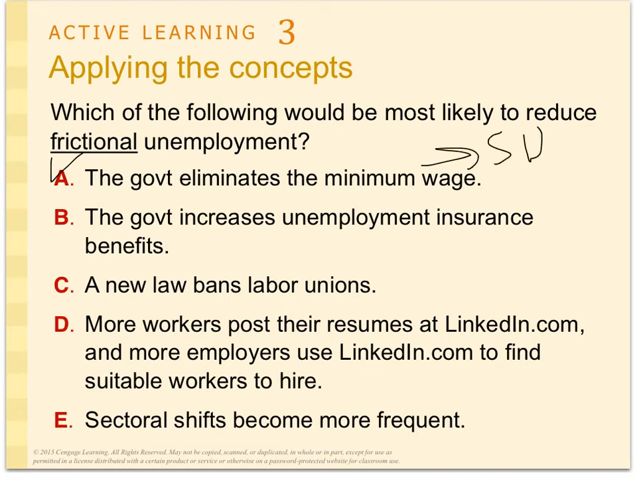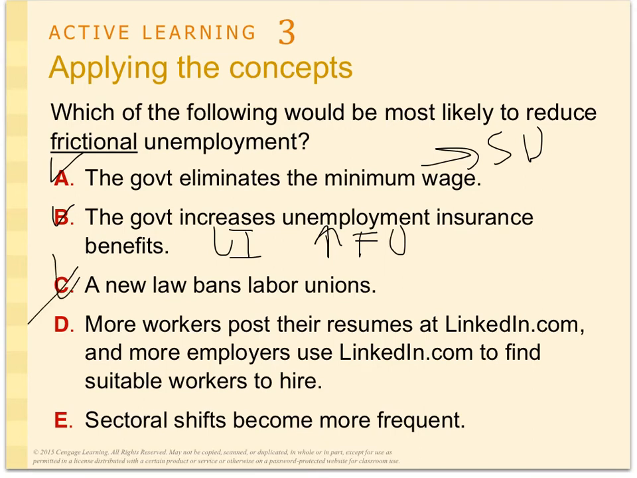B, the government increases unemployment insurance benefits. Remember, unemployment insurance benefits increase the amount of frictional unemployment because people have more time and financial security to find a better job. If the insurance benefits are increased, frictional unemployment will not reduce, but increase. Let's look at the C part.